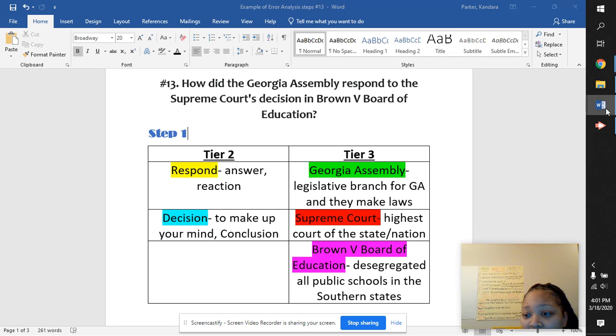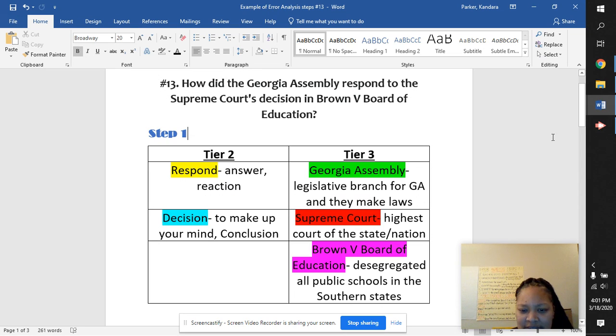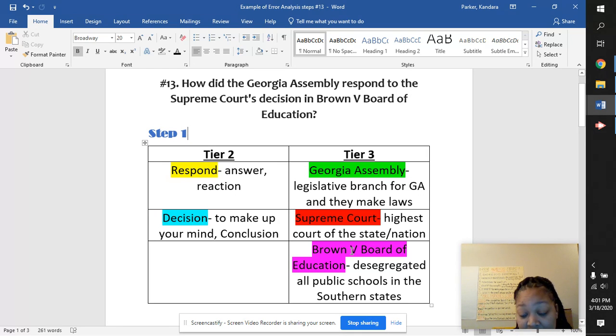Now, tier three words, let's go back and see. Tier three words are words that are related to social studies only. No matter whose class you're in, this is a social studies term. Okay. So going back to my example, they pulled out General Assembly, Georgia Assembly, because that is a social studies word that we learned in social studies, Supreme Court, and Brown versus Board of Education.